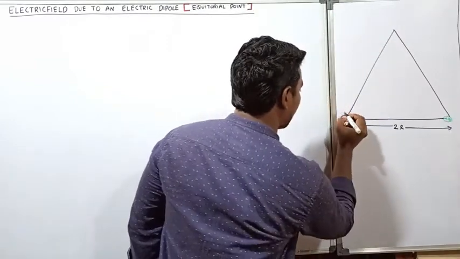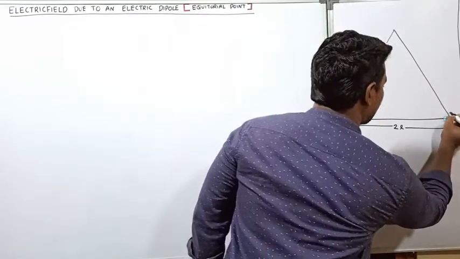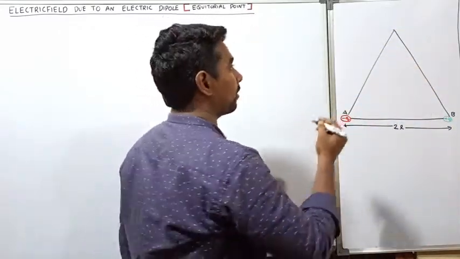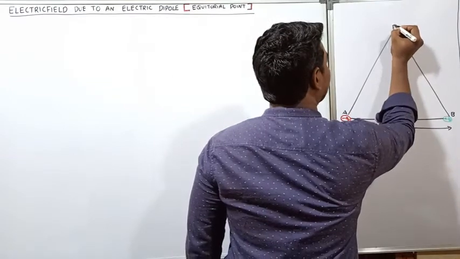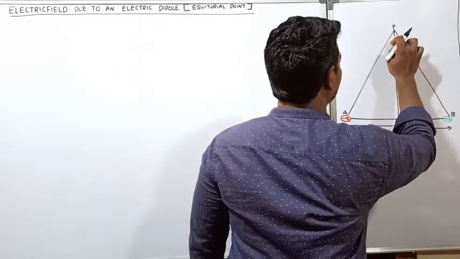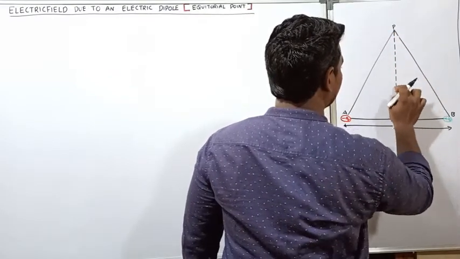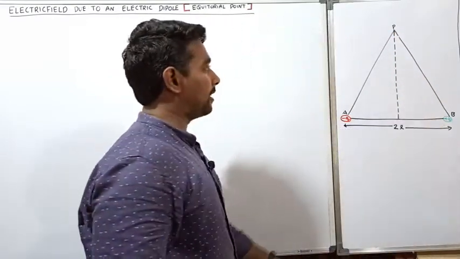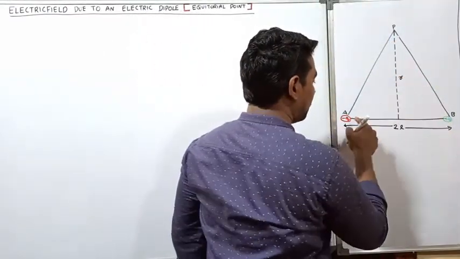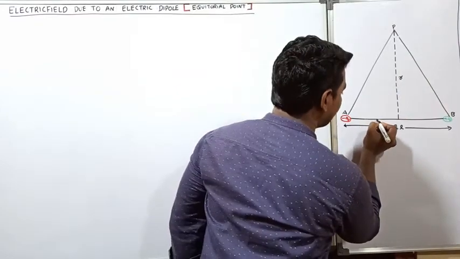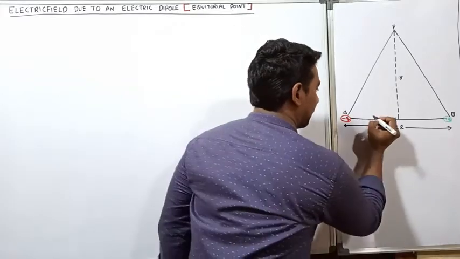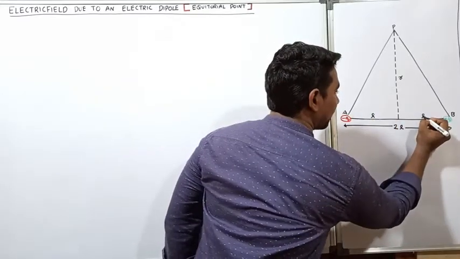Let's consider this point A, this point B, and this point where we need to find the electric field. We call this point P. I consider this distance as r. What will be this distance? The whole distance is 2L, so this distance will be L, and this will be another L.